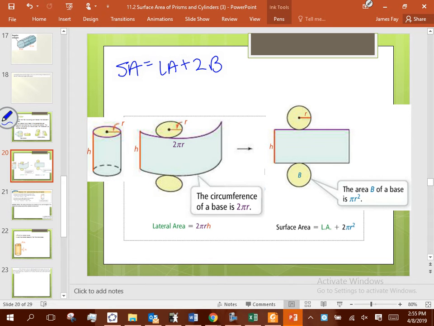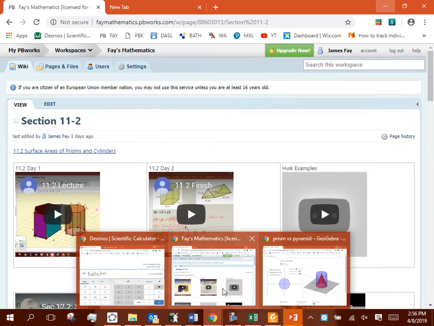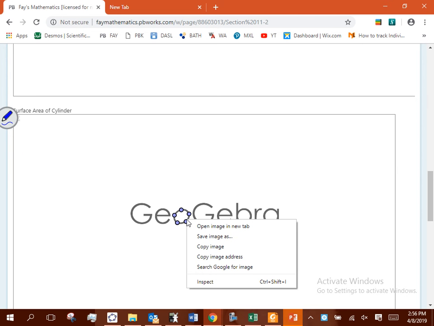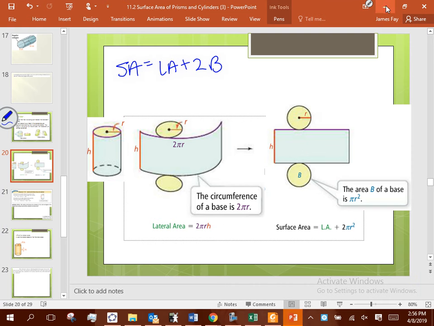For a cylinder, and this is why I was hoping my web page would open. It's not. I don't know why these don't work. You've probably seen this, and I'll see if I can get it working to show you tomorrow.